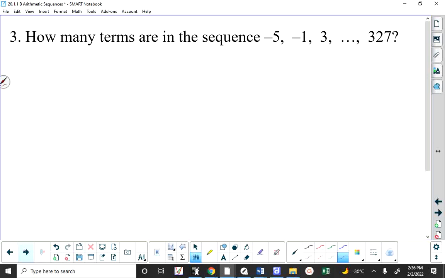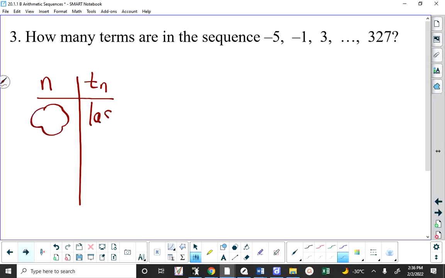If I want to know how many terms there are, if I knew that 327 was the 40th term, then I guess there would be 40 terms, wouldn't there? Because it's the last term. This is a really important idea, that if you find n for the last term, and you get a number that gives you the last term, then this number is how many terms, because it's the term number of the last one. So if the last one's 100, then there's 100 terms, because that's the last one.